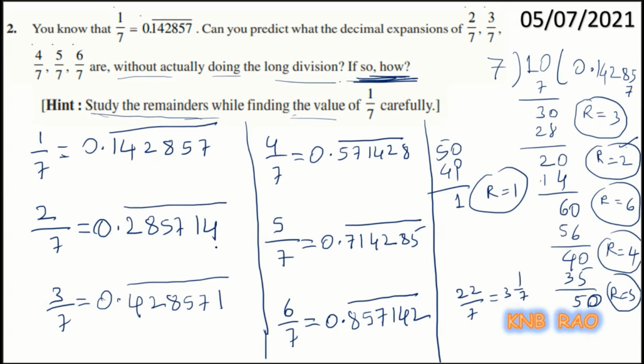So, you can find so many other decimal forms of rational numbers where the denominator is 7. That is it. Okay, children? I hope you have got this idea. Then moving on to question number 3.